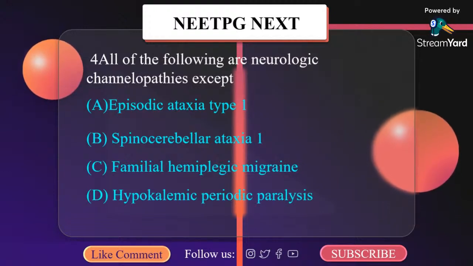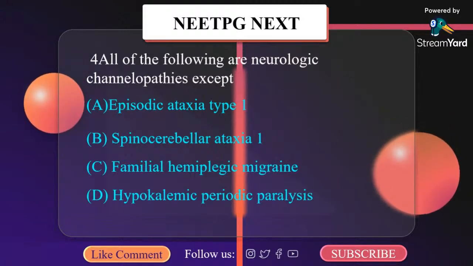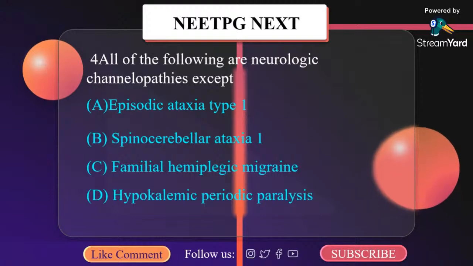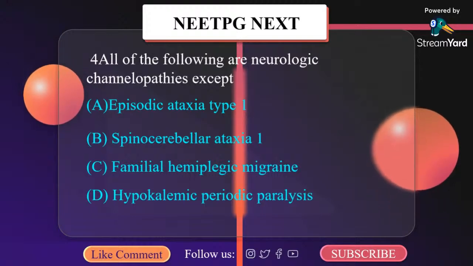So the correct answer here is spinocerebellar ataxia type 1. It should be spinocerebellar ataxia type 6, but they have given spinocerebellar ataxia type 1. So it is the exception.